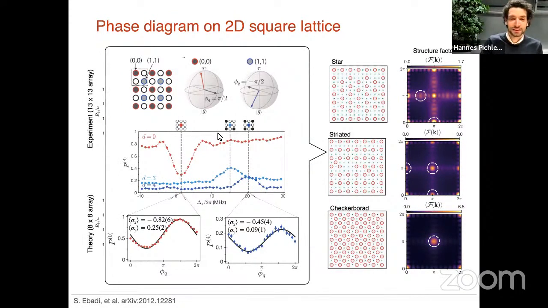And the way to do it is, well, you can see that in the striated phase, essentially you have two inequivalent sites on one of the sublattices of the square lattice, and on one side your atoms are mostly in the Rydberg state, and on the other one your atoms are mostly in the ground state, but they have some sort of component also along the x-axis.